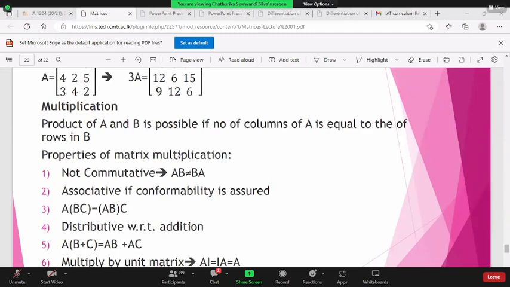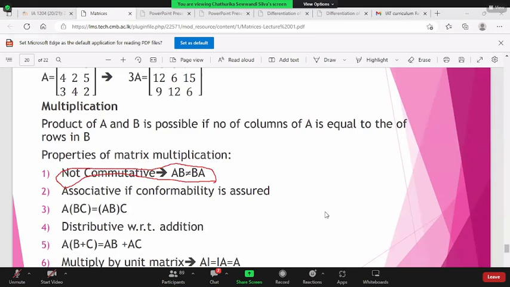So the properties of matrix multiplication: matrix multiplication is not commutative. It is associative if conformability is assured, so associativity also depends on a condition. It is distributive with respect to addition. Among these properties, you need to be very concerned with this one.